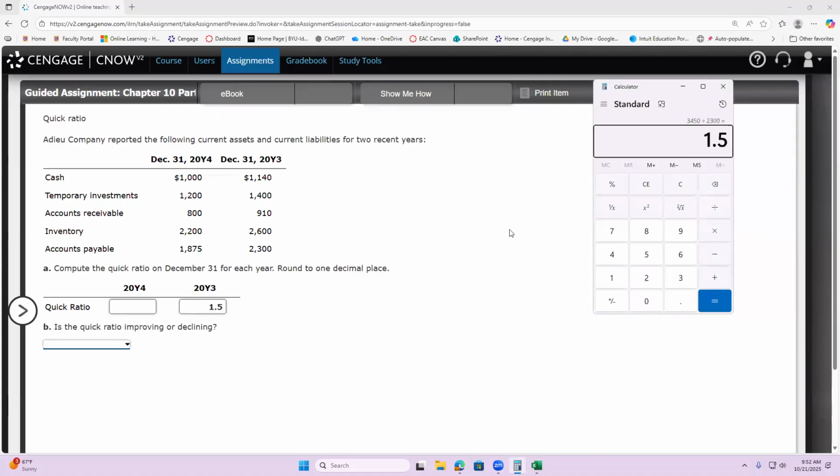And then for 2024, we have divided by 1875, 1.6.